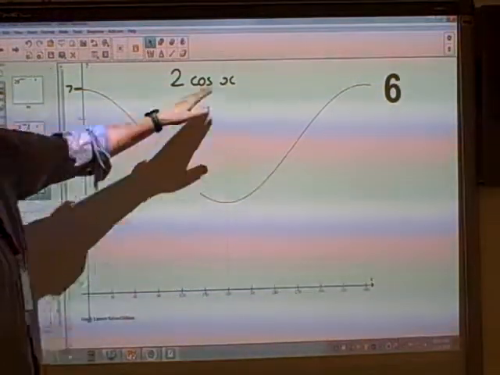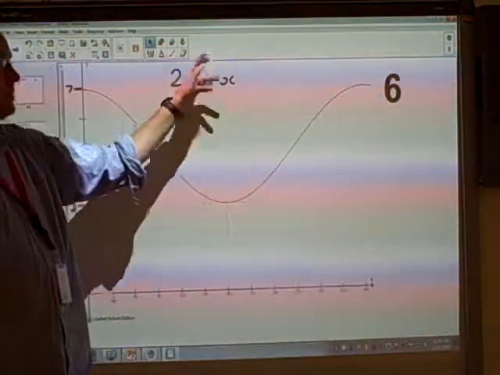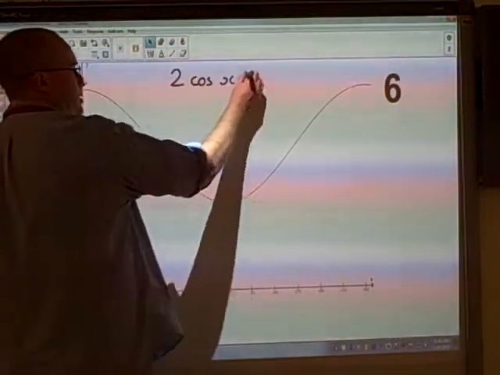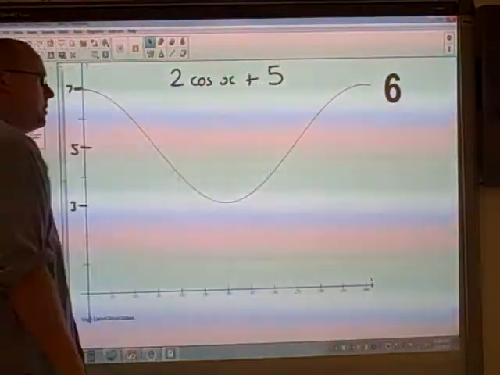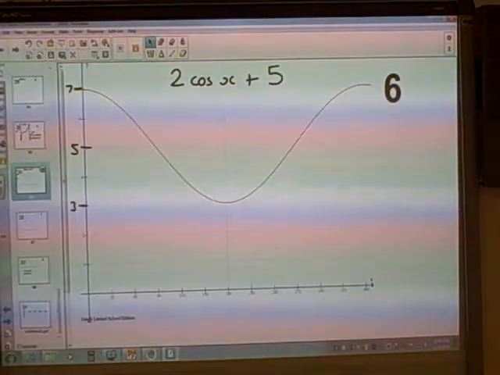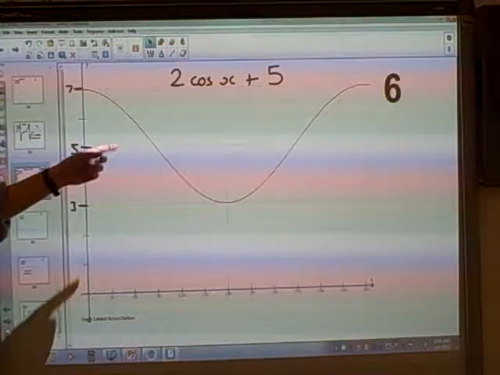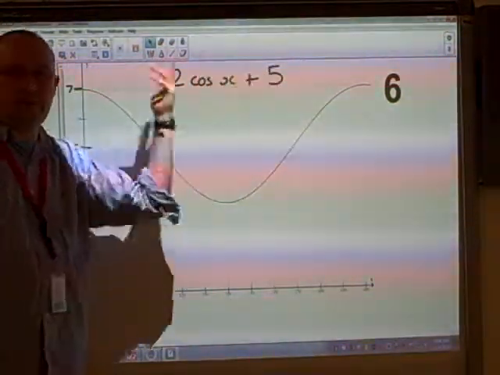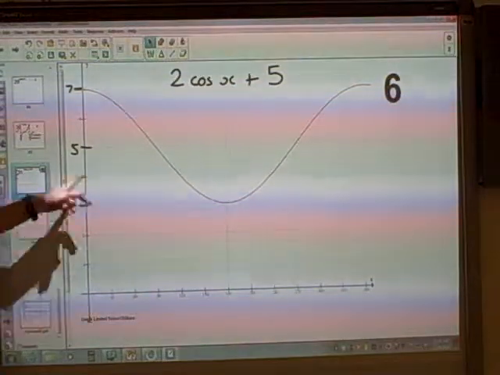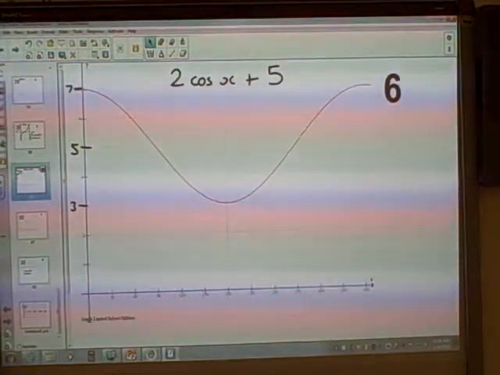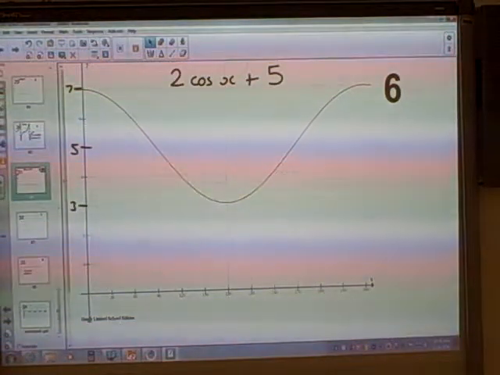Now cosine of 0 would be 1, and 2 times 1 is 2. But actually my value is supposed to be 7, so what I actually need to do is add on 5 to this. And that should give me the correct range of values. Now also we know the lowest value for cosine is -1. 2 times -1 is -2, plus 5 gives us that value of 3 there. So that's quite an important question to check when there's more than one operation. They often tend to be a little more difficult.